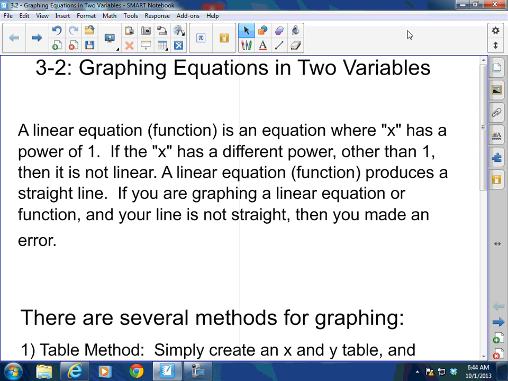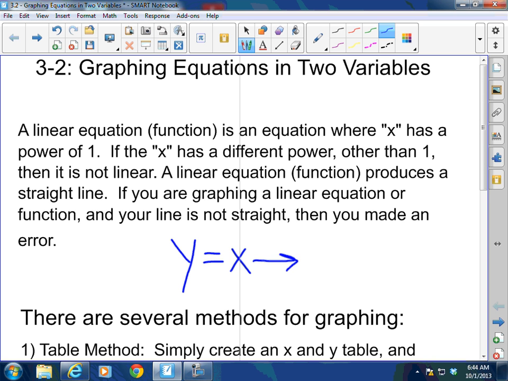A linear equation or function produces a straight line. If you're graphing a linear equation or function and your line is not straight, then you made an error. The most basic linear function is y equals x. A little bit more convoluted is y equals mx plus b. We'll talk about that a little bit later, not today. That's called the slope-intercept method. But this is basically what we're working with.